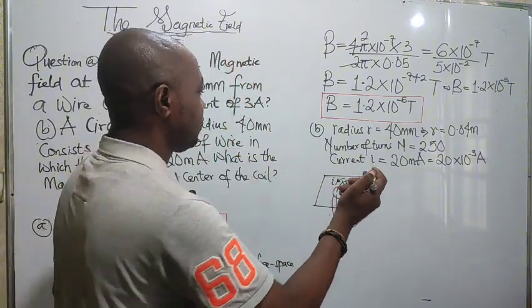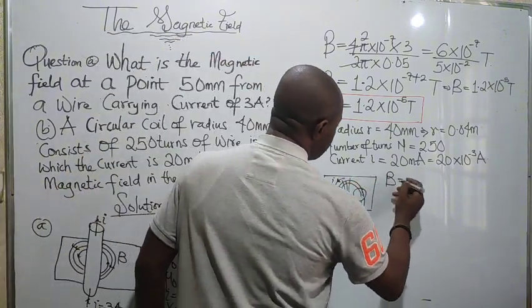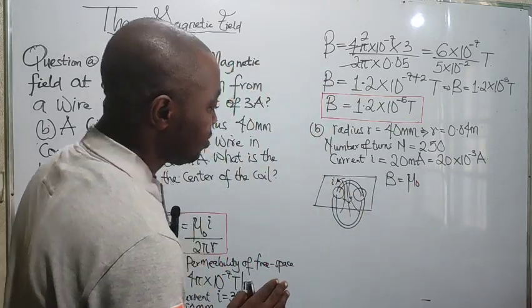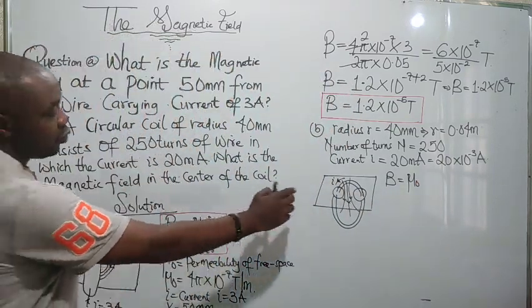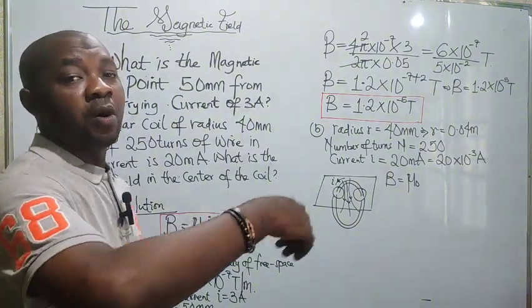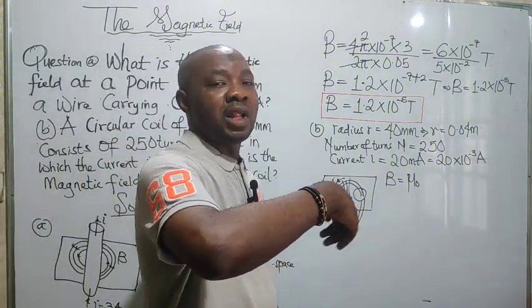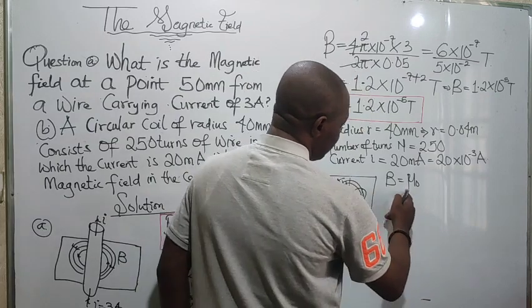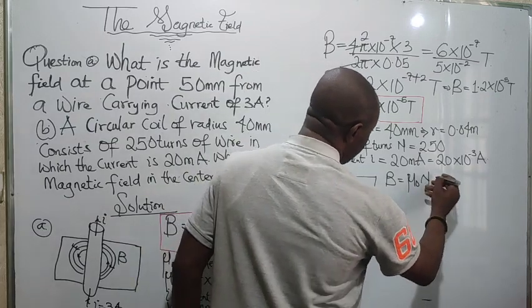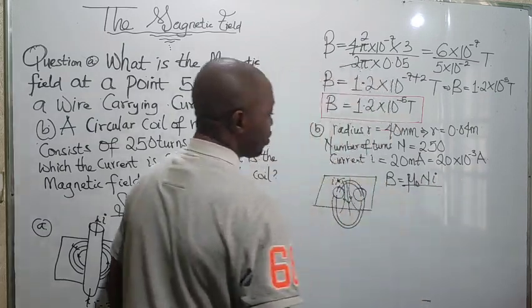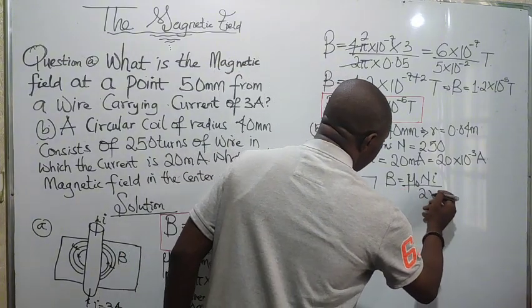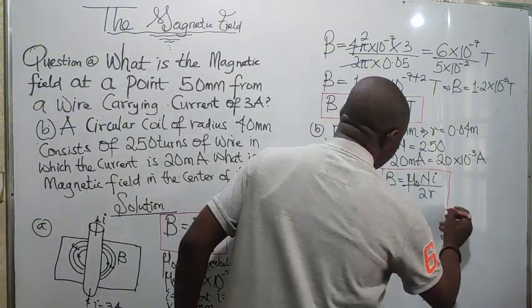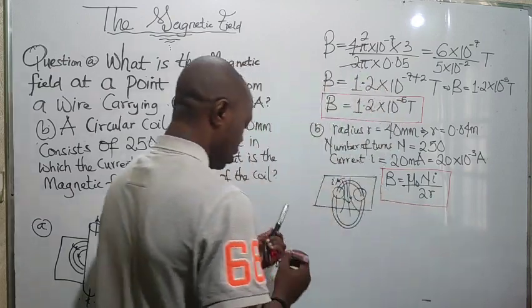So the magnetic field of a circular coil will be equal to, now remember this time we have the number of turns, or number of wraps or laps of the coil. So we have the permeability of free space multiplied by the number of turns multiplied by current I, divided by 2R. So this is the magnetic field of a circular coil.